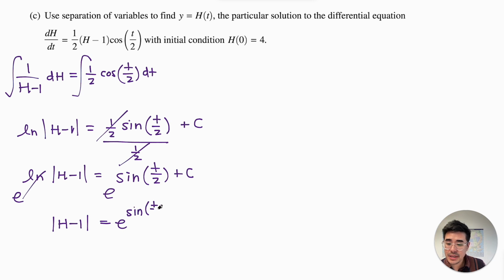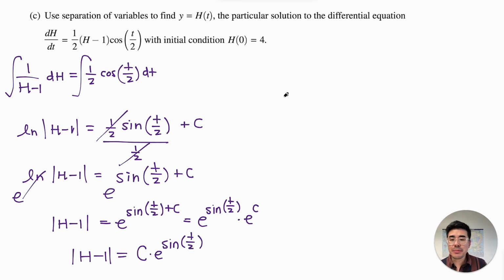Now remember that when you have two things being added in the exponent, you can rewrite it as e to the sine of t over 2 times e to the c. So this is just the exponent rule, and then e to this unknown constant is just going to be a big constant, so it's going to be h minus 1 is equal to c times e to the sine of t over 2.